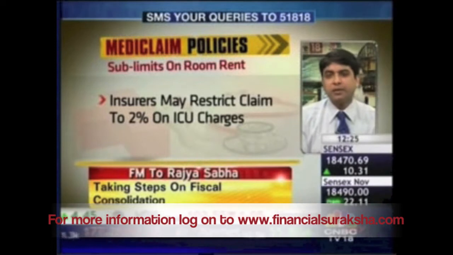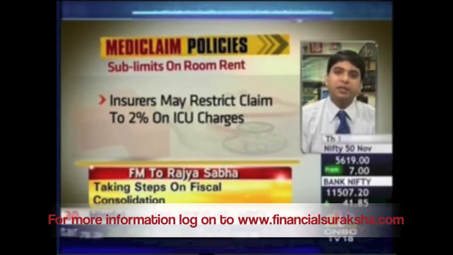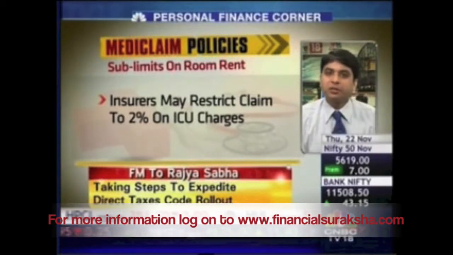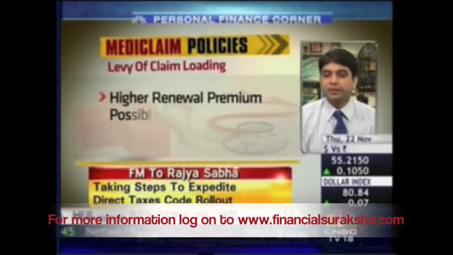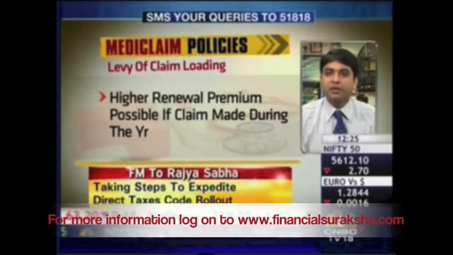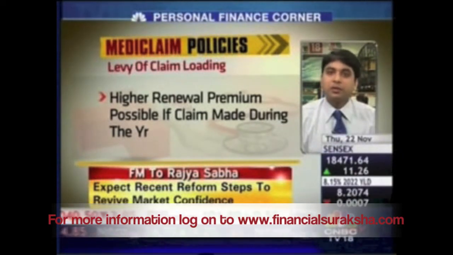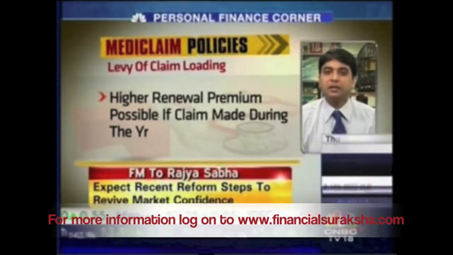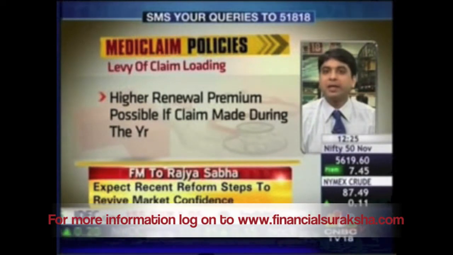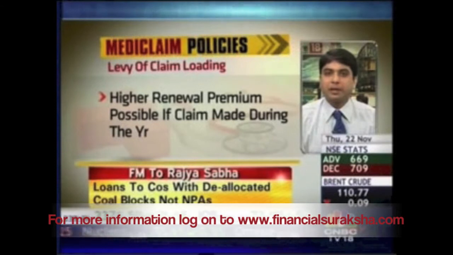So it is more appropriate for an individual to buy a policy which does not have these sub-limits. Another thing to look out for is a levy on claims that you make. There is a loading that an insurance company levies if you make a claim. If the same person with a 3 lakh cover makes a claim of 2 lakhs in the year, which is more than 50% of his sum insured, next year at renewal, insurance companies penalize the individual and charge almost double the premium he paid last year. So you need to be careful if that clause is included in your Medi-Claim policy.